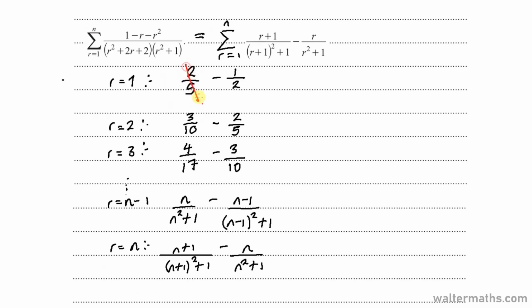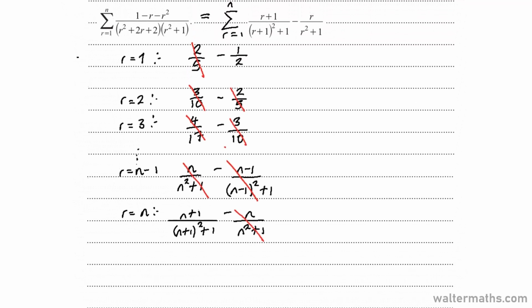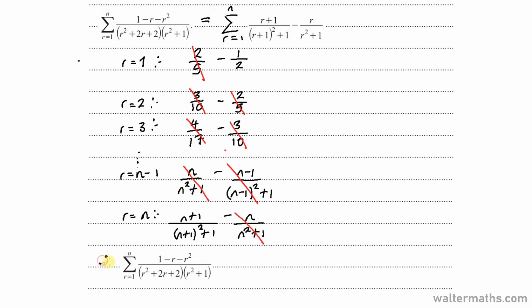Like this 2 over 5 minus 2 over 5 to get 0, 3 over 10 and minus 3 over 10, which means 4 over 17, we have another number to add to and eliminate, and so will this term. And even you can see if we add this term and this term, they're also going to add and eliminate. So eventually we are going to be left with minus a half and n plus 1 over n plus 1 squared plus 1. So this summation therefore is equal to minus a half plus n plus 1 over n plus 1 squared plus 1. And this is the answer.